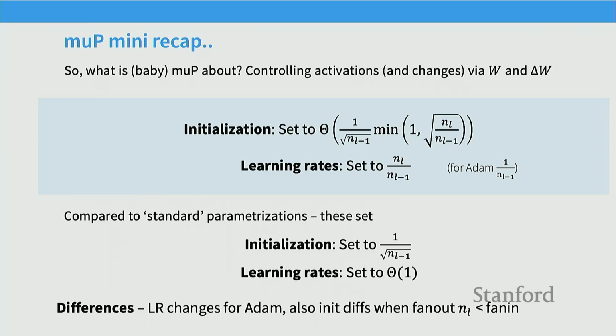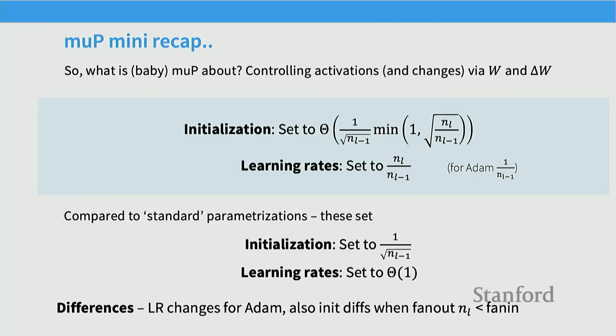At initialization, you set yourself to 1 over the square root of fan-in times a correction factor. That's 1 if your fan-in is smaller than your fan-out, but square root of the ratio otherwise. And then this is a simple initialization for the scale of your Gaussian. For your learning rate, if you're doing SGD, then you set it to fan-out over fan-in. But if you're doing Adam, that's going to be slightly different. It's going to be 1 over the fan-in.